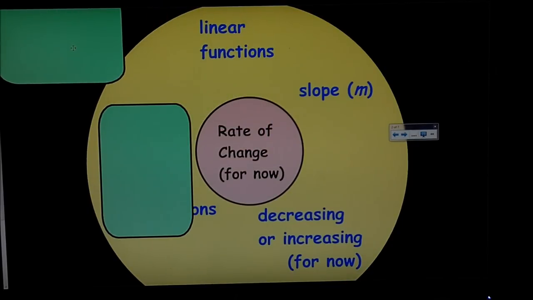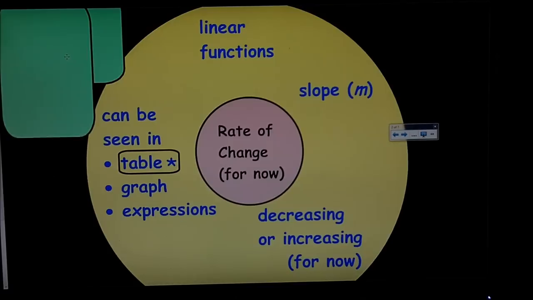For now, instead of using the formal slope formula, we're going to decide if rates of change are decreasing or increasing. We'll get more specific later on. And finally, you can see rate of change in a table, in a graph, and in an expression. At this point in math, we're going to be looking at it in a table. A graph is probably the easiest way to look at this, but the table is where we're going to begin for right now. Again, if you need to pause to write this down, please do so.